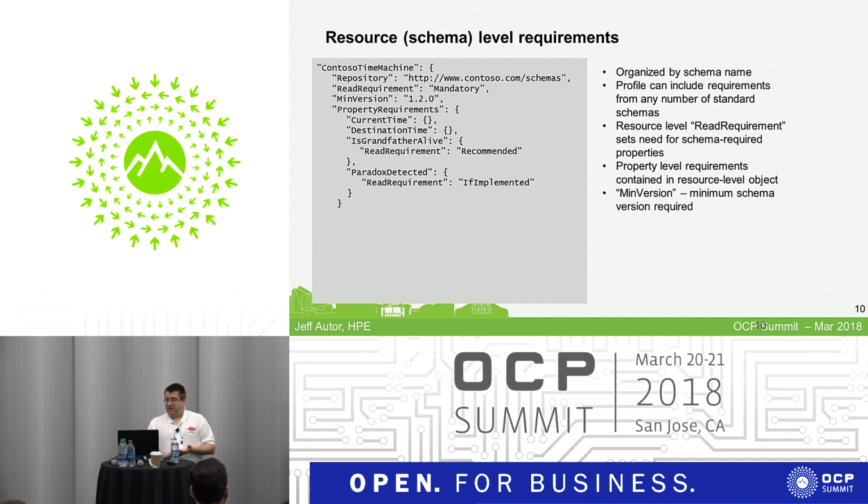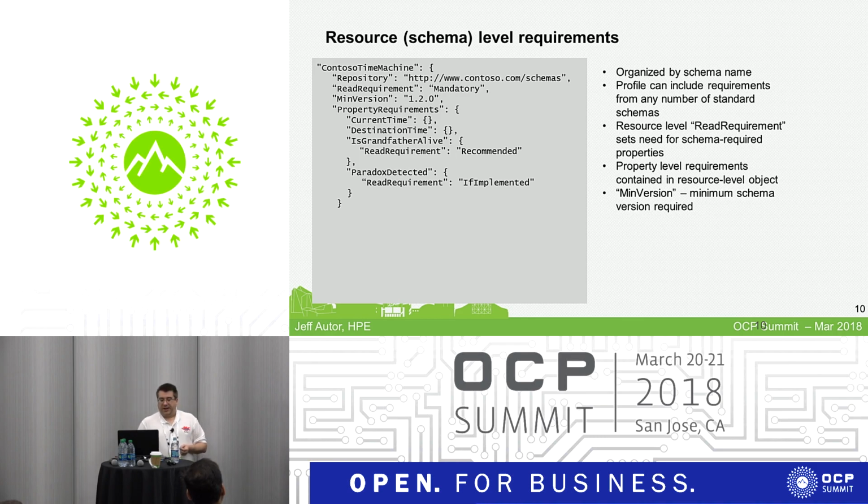Down at the schema level, we get into the individual schema files and then their properties. The format is just the schema name. Here I've got a made-up one called the Contoso Time Machine schema. Basically you specify where that schema comes from. This allows the tools to go find the schemas and ingest them to do the comparisons. Again, you can specify minimum version requirements if they're necessary, and then you get into the individual properties.